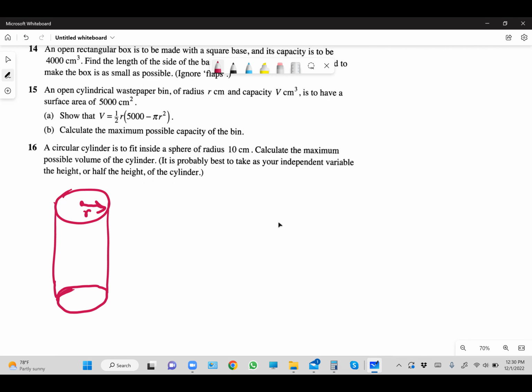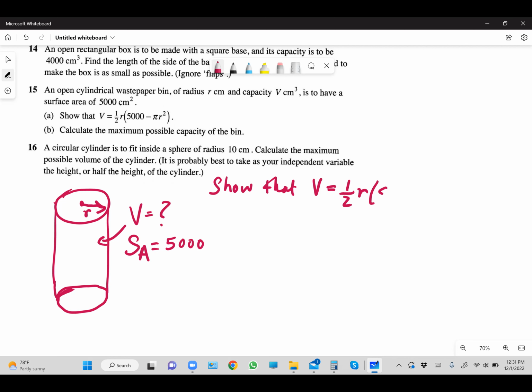It has a volume. What's the volume of this cylinder supposed to be? We don't know. But it has a surface area. What's the surface area? It's 5,000. Now, it's telling us to show that V equals 1/2 R times 5,000 minus pi R squared. Show that.